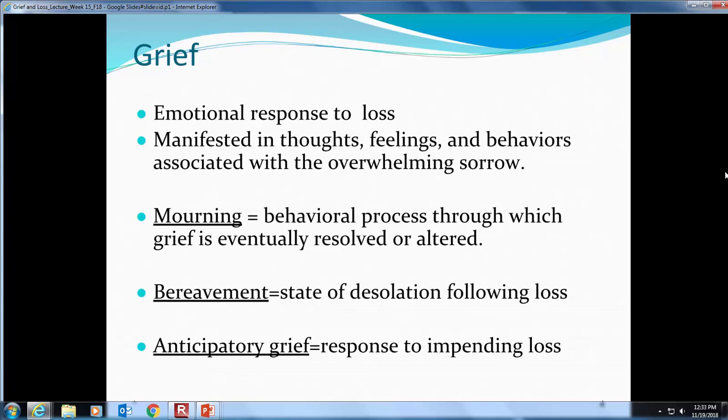Anticipatory grieving is a pattern of psychological and physiologic responses to a real or imagined impending loss of a loved one, relationship, or object. This occurs before the actual loss happens, and it can help the person cope with the actual loss when it finally does happen.